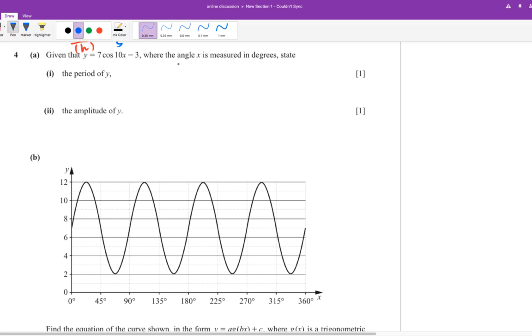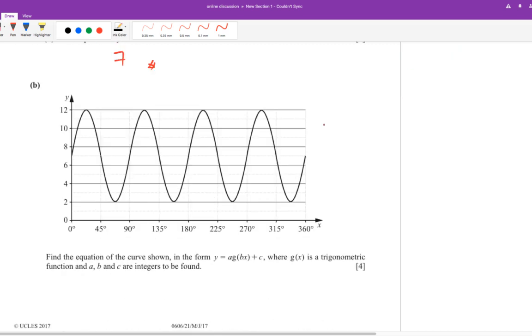y equals 7 cos 10x minus 3, where angle x is measured in degrees. The question asks about amplitude, so it's very easy. To find the amplitude and period, look at the b, which over here is 10x. For sine and cos, it's always 360. For tangent it's 180. This one is fixed already. So x is equal to 36, so my period is 36 degrees. Amplitude is the value in front of the sine, cos or tangent, which is 7. So it's very easy.